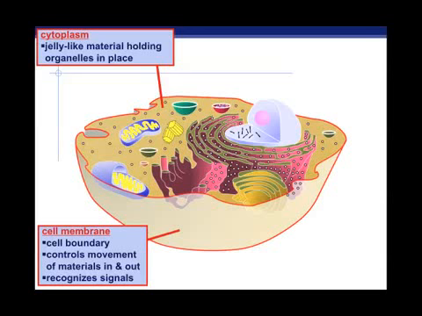Now the next thing is the cytoplasm. That is the material inside the cell. It's a watery-like jelly, and it helps hold the organelles in place. It is not the only thing. There is a cytoskeleton, which we will look at a little later in this.